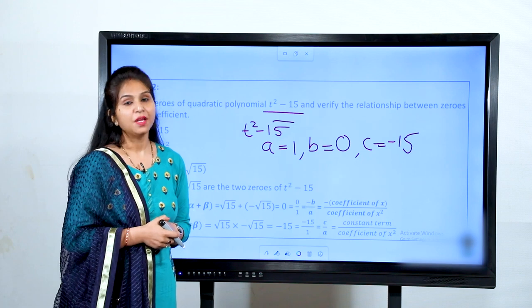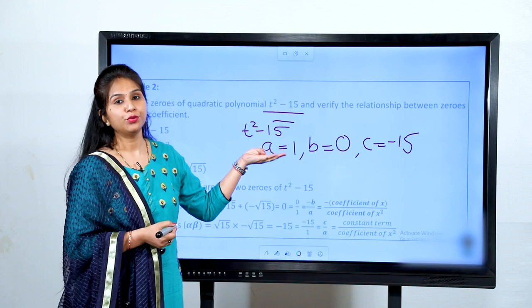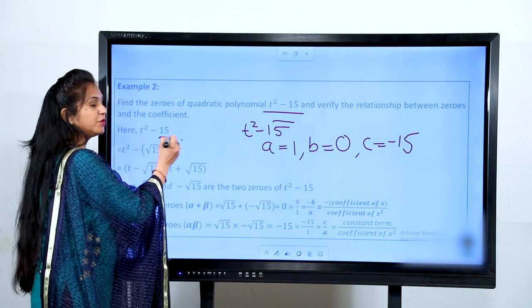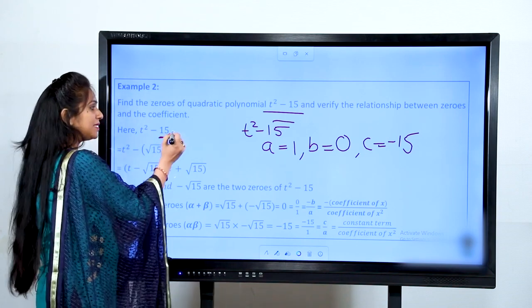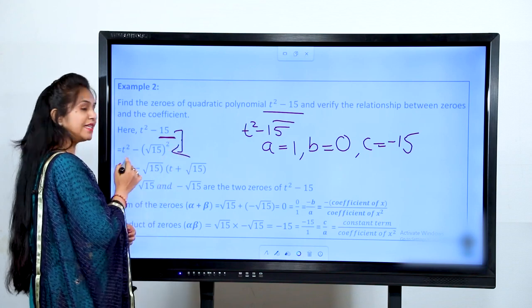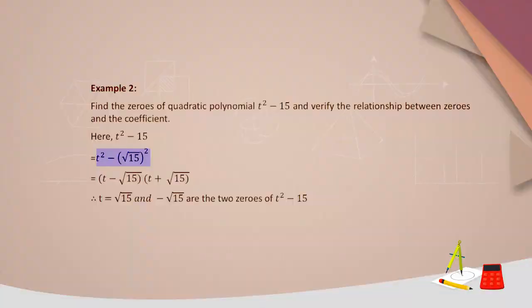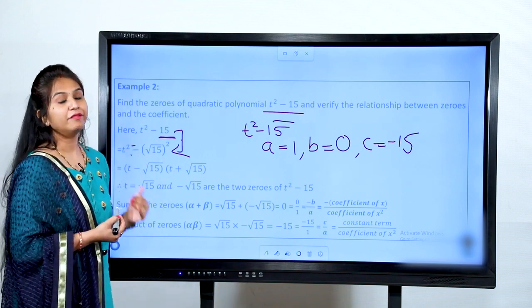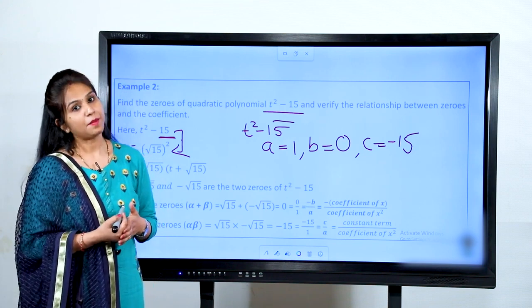Now in the next step, we will factorize this given polynomial and find the two zeros. On factorizing this, children, we know that 15 we can also write as square of root 15. So in the next step this becomes t square minus root 15 square. Here I am using the third identity to write this as two terms. This is in the form of a square minus b square, and we know that a square minus b square is equal to a plus b into a minus b.